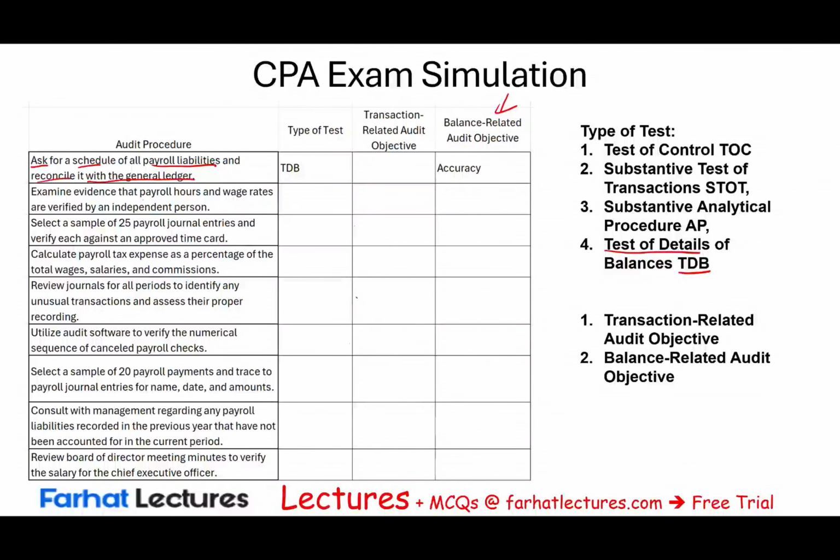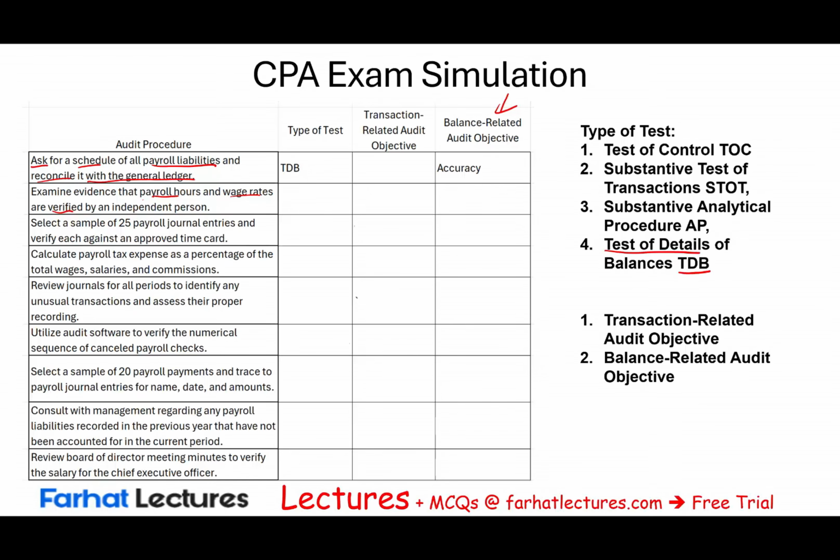Let's take a look at this second scenario. Examine evidence that payroll hours and wage rate are verified by an independent person. So what are we doing here? We're reviewing evidence to determine whether someone at the company verified the payroll hours and wage rate. We're examining the evidence that they are verifying it, whether they're doing it or not. We know why. Because if someone is doing it, it means we are computing the payroll properly.